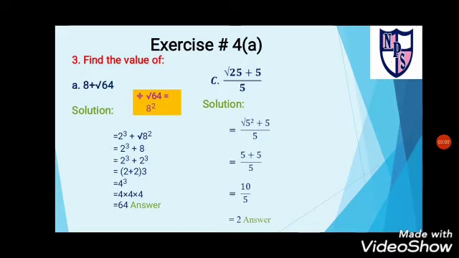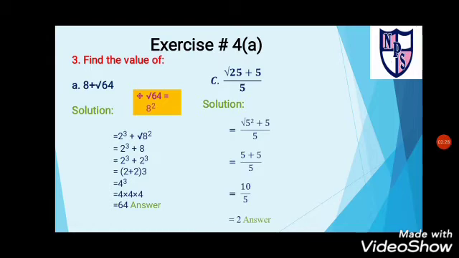Here 3 is the power. 2 plus 2 is equal to 4. 4 power 3 means 4 is being multiplied by itself 3 times: 4 multiplied by 4 multiplied by 4, and it's equal to 64. 64 is the required answer.